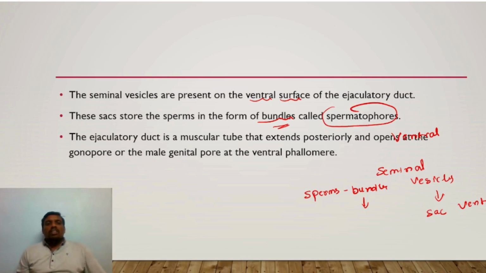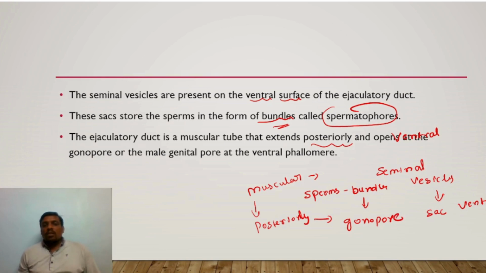Now, the ejaculatory duct is muscular. It extends posteriorly and opens at the gonapophyses. The gonapophyses are otherwise called the male genital pore. Where is it? At the ventral phallomere.